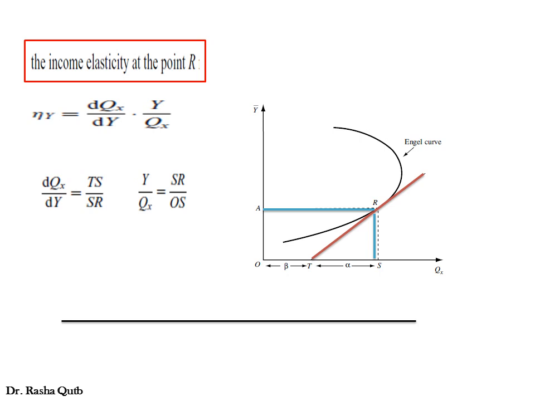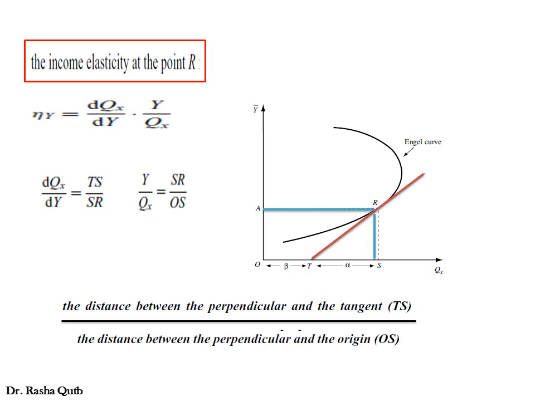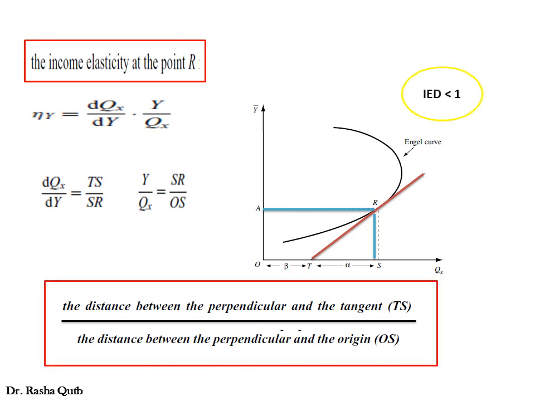In this case, income elasticity of demand at point R could be measured by the distance between the perpendicular and the tangent, TS, over the distance between the perpendicular and the origin, OS. TS over OS gives me a value less than 1, which means that income elasticity of demand would be less than 1 when the tangent to the curve intersects the horizontal axis at the positive side.